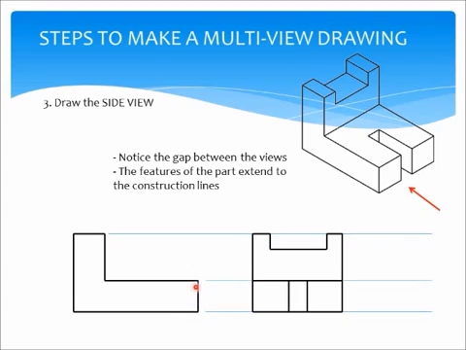Also, the features of the part extend to the construction line. This is the top of the bottom surface, and you can see that this square right here only goes up to the top because that's where it is. That construction line lines up that face with the side view. Do you see that? Same thing with the top. It doesn't go past the top or below it because it is the top. This is the top, and it goes up to that top line.